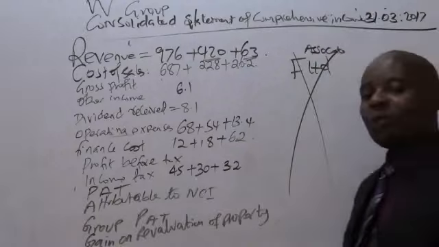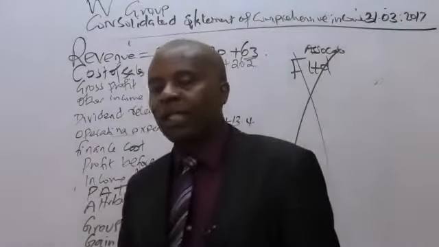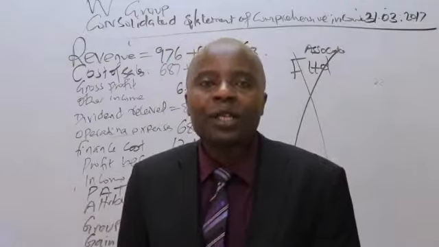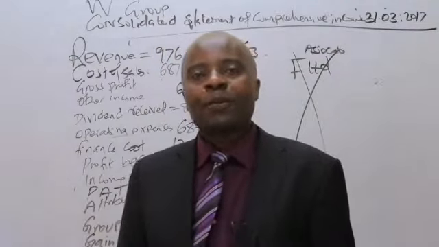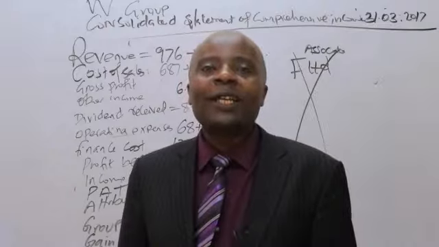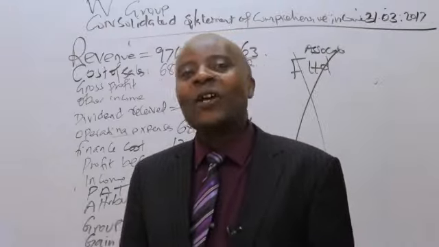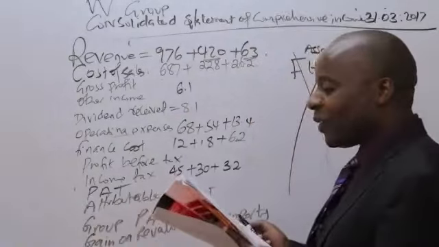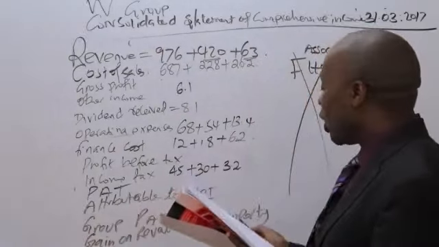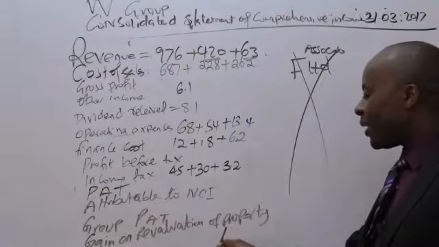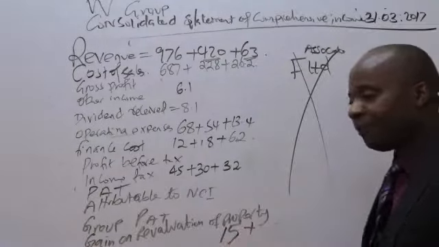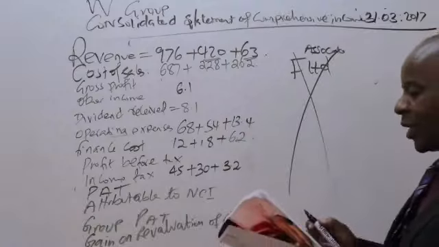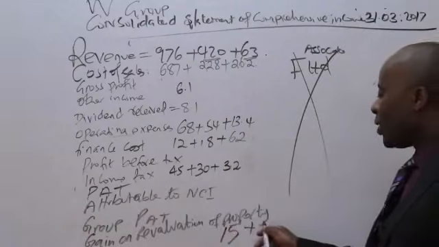The person who taught me this told me one simple thing: anything that falls under comprehensive incomes is a free mark. What are you supposed to do for other comprehensive incomes? For this gain on revaluation, you'll take the figure of the parent, which is 15. And then we have the subsidiary. The first subsidiary here is S, which is 12.